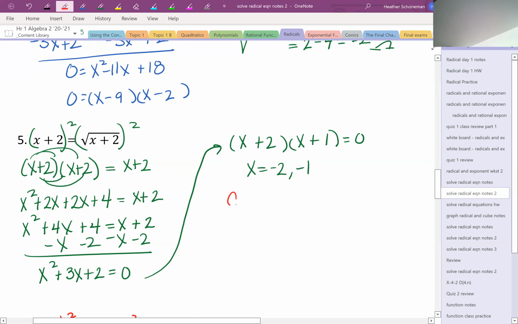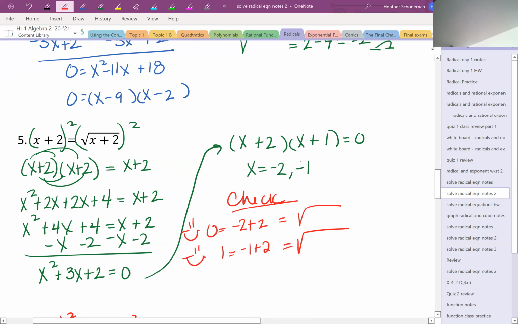Now let's think about the check for a second. For the check, we're not concerned about the radical. That will work itself out. But on the other side, if I put in -2, I have -2 plus 2, which is 0. But is 0 a negative number? No, that's okay. On the other one, here I'm going to get -1 plus 2, which is 1. Is 1 a negative number? No, it's good. So both of them work.